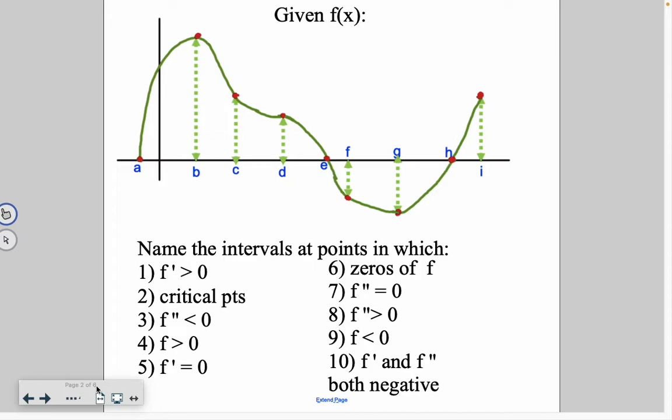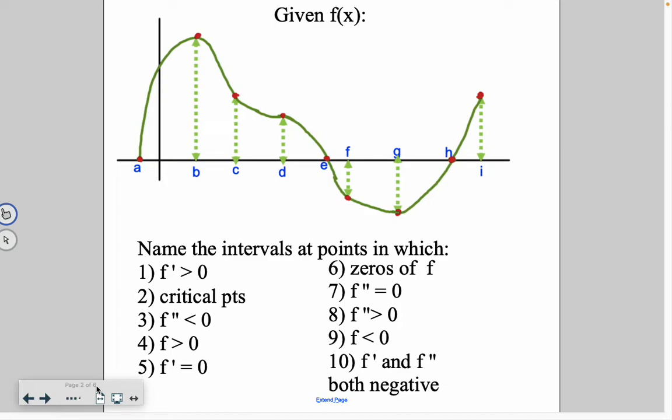Number 6, zeros of the function. Okay, x-intercepts, A, E, and H. Number 7, where the second derivative equals 0, remember that's your point of inflection. That's where it's changing concavity. So if you take a look, I would say point C right here is one point where it changes from concave down to concave up. And then actually I would say point D is another point of inflection because it changes back. And then point E is another one where it changes back to concave up. So you're changing three different times.